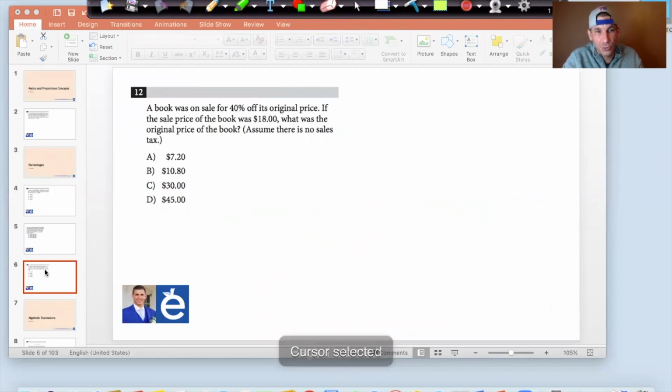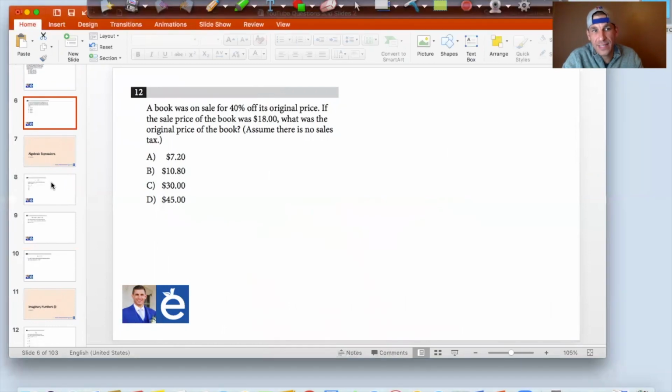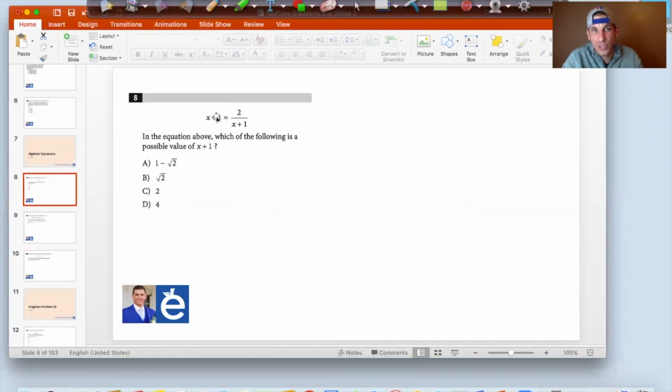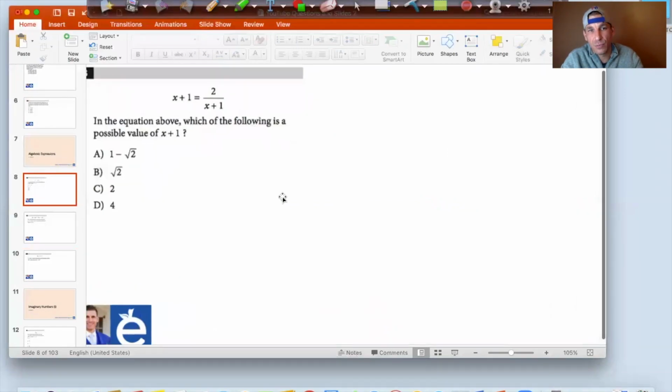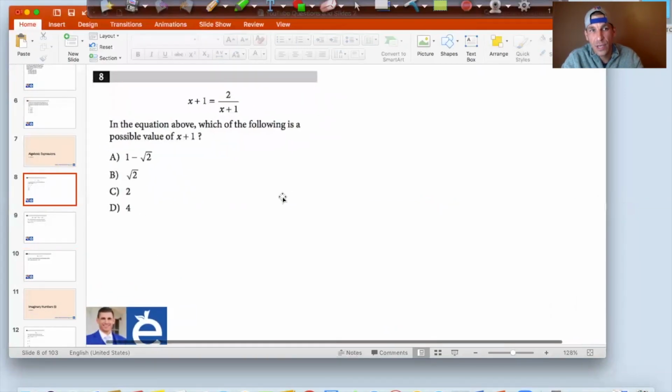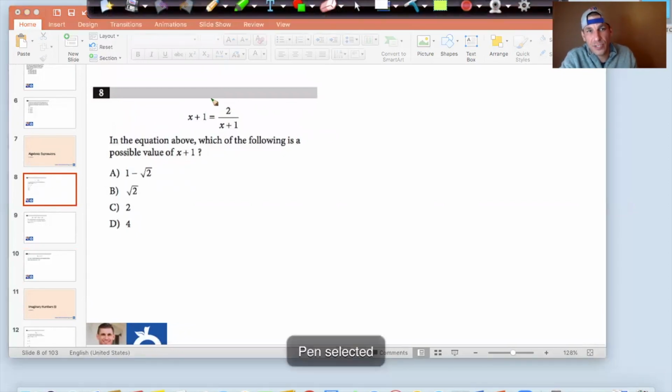All right, I'm going to do a couple of quick tips in terms of how to tackle certain types of algebraic expressions problems that really aren't that hard, but they seem a little funky at first. So I want to make sure that you always understand the key concept of what do they give you, how do you solve it, and how do you make that connection. Now, in this type of problem for algebraic expressions, it says in the equation above, which of the following is the possible value of x plus 1? What you want to always pay attention to is what is given.